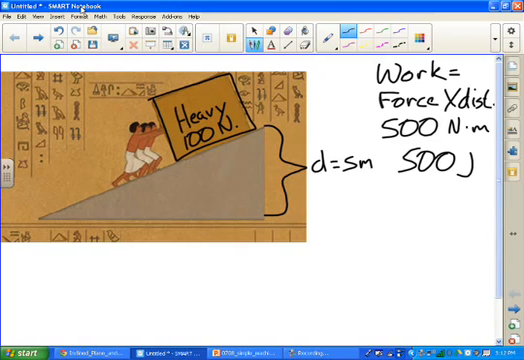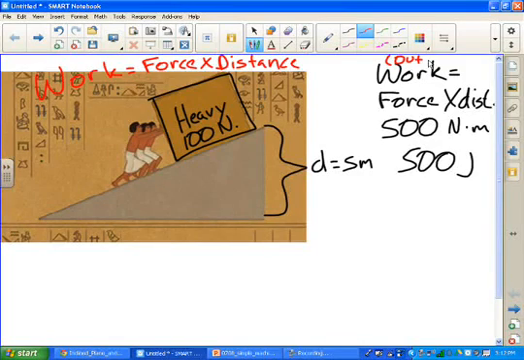Well, the cool thing about a simple machine is that no matter how we get that block up there, the work is always going to be equal to the force times the distance. So if we lifted it straight off the ground, 5 meters straight into the air, it would take 500 joules of work. Sometimes we call that output work. That's what it would take if we tried to lift that thing.